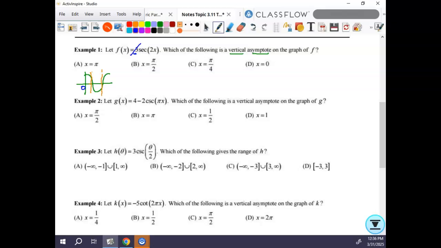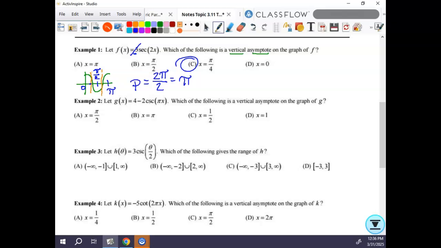The cosine period is 2 pi, so the secant period is 2 pi. I take 2 pi and divide it by b, which is 2. That leaves me with pi. So I know I start here at 0, I end at pi. Halfway between those two is pi halves. And then I have an asymptote halfway between 0 and pi halves. What's halfway between 0 and pi halves? Pi fourths. And that's where an asymptote is, and my answer is C.